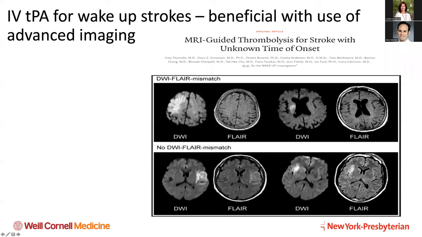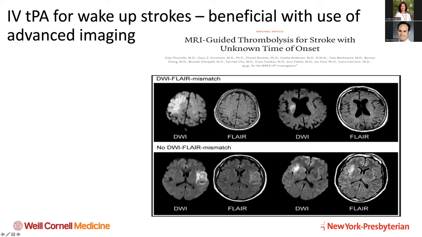Similarly here, there's DWI positivity and no positivity on FLAIR. On the other hand, no DWI mismatch means that there's positive here, positive there, positive here, positive there. And these patients probably had a stroke beyond 6 hours of onset.